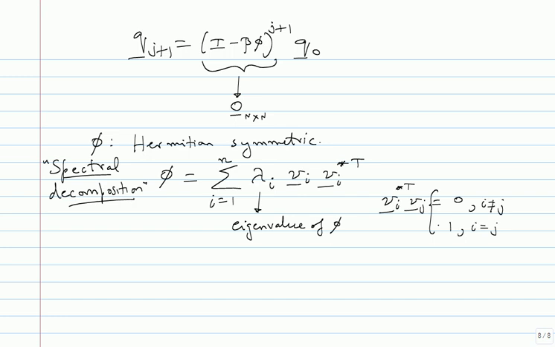Okay, so that's the orthonormality. So any Hermitian symmetric matrix can be written like this. In addition, we also know phi is positive definite, which means all the lambda i are positive. Actually, for Hermitian symmetric, lambda i will already be real, so you have to pick lambda i to be real. In the positive definite case, lambda i will also be strictly greater than 0. Those are the things we can say.